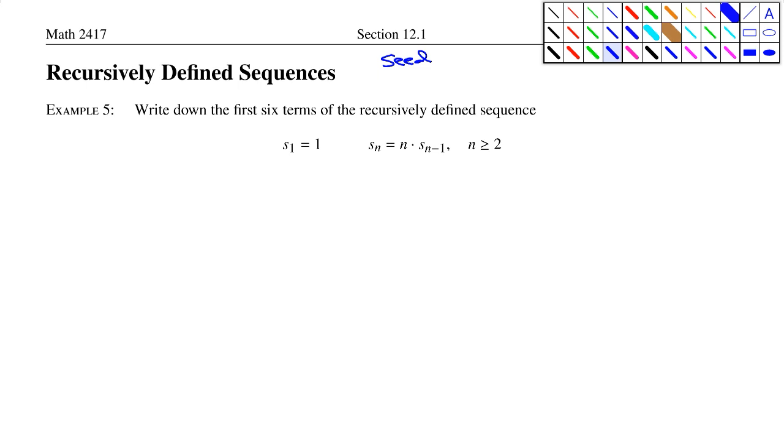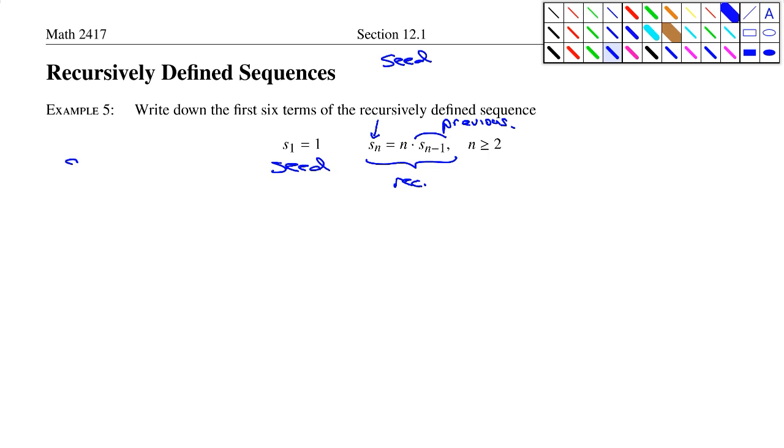Example 5. Write down the first 6 terms of the recursively defined sequence. S sub 1 is equal to 1, and S sub n is equal to n times S sub n minus 1 for n greater than or equal to 2. So our seed is S sub 1 is equal to 1, and then this is the recursion. What you see here in the recursion is that in order to produce S sub n, you actually need to know what the previous term was, which is S sub n minus 1. So we can write down some of these terms here.